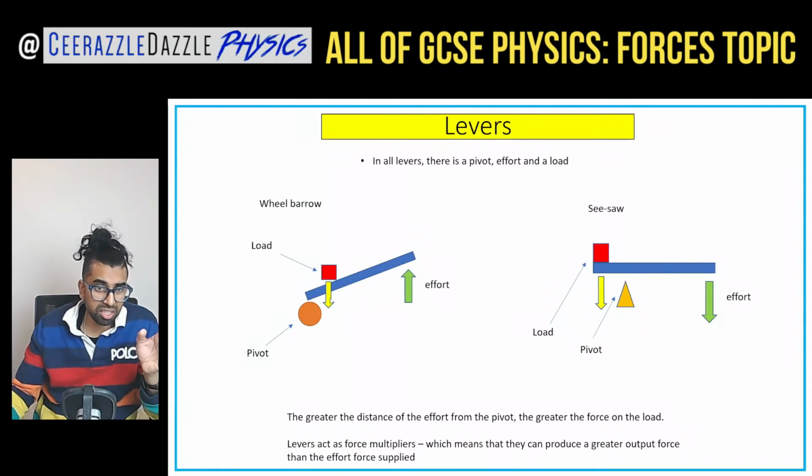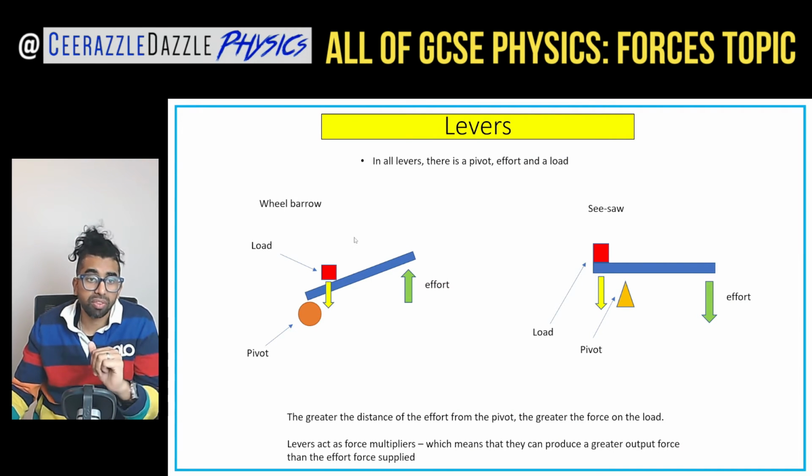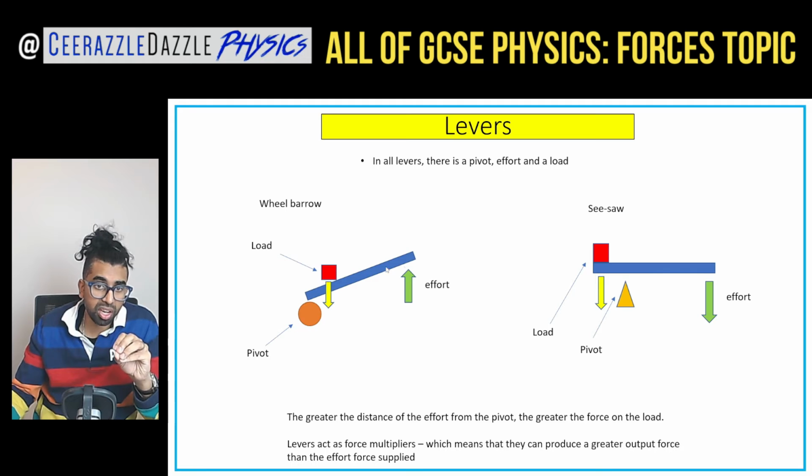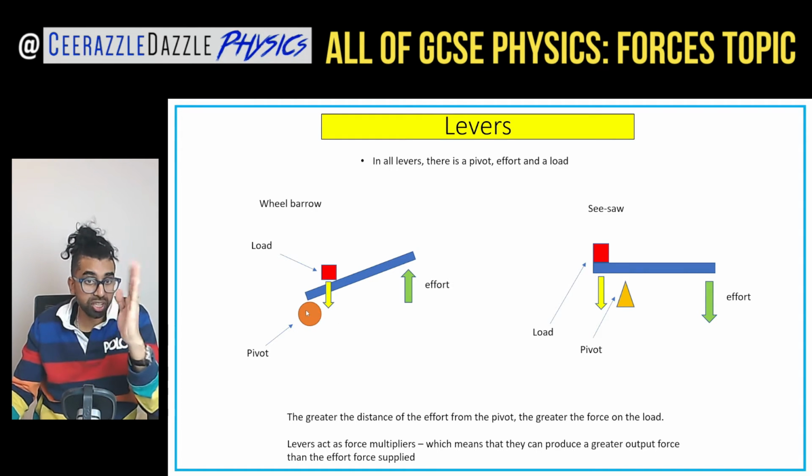Levers. So this is basically going to be the physics behind how a spanner works or how a wheelbarrow works. So look over here, we have a wheelbarrow, we've got a load on one side and effort on the opposite side. We've got a pivot point over here. The pivot point is where it rotates about.